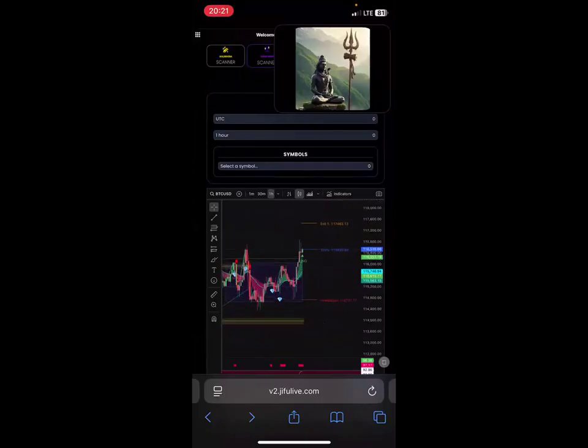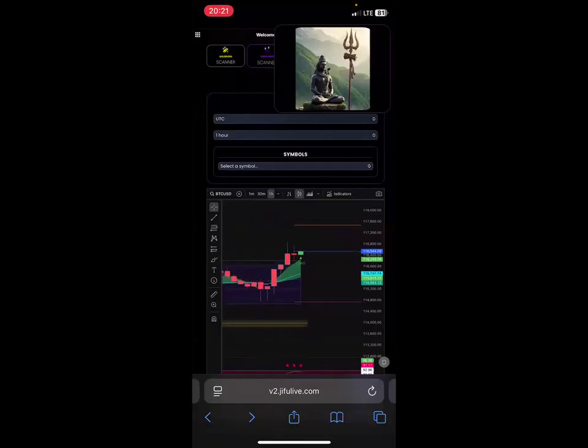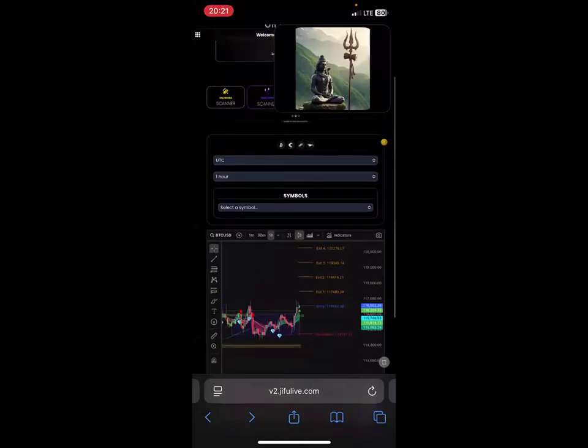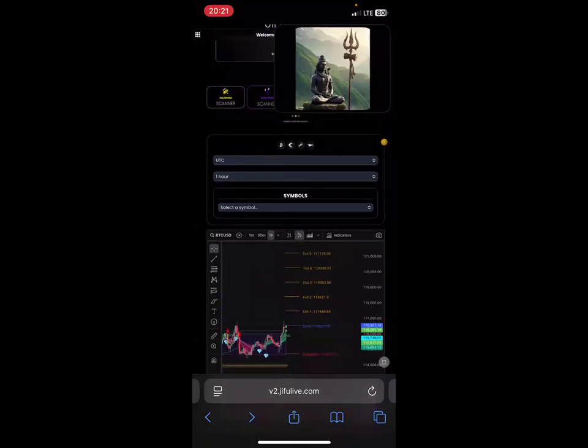Look at that triangle that we saw for long. You can see that it showed a long. The triangle is on it. Then it gave an entry. I believe you can see my screen. Now, once I want to execute a trade like this, I've seen an entry on BTC on 1 hour time frame.